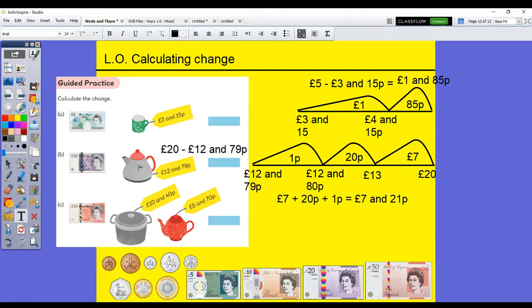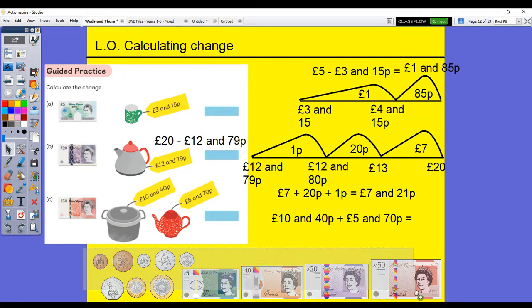Okay. Oh, this time we've got two calculations to add. Okay, so I'm going to find the total of what the pot and the teapot equal first. Okay, so £10 and 40p plus £5.70. Okay, let's add. I'm going to get rid of these for now. We don't need them today.